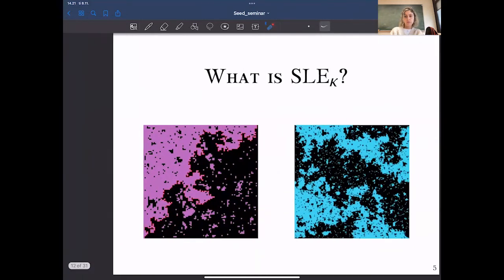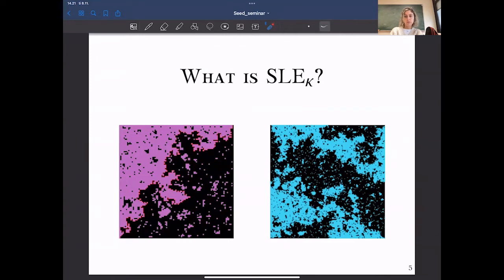So first of all, I need to tell you what these SLE kappa curves are. You see the pictures, so there are some curves connecting boundary points in the rectangle or in some other domain, but you can understand them more concretely.